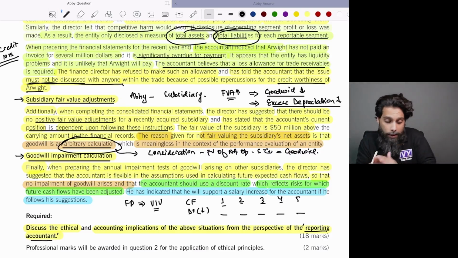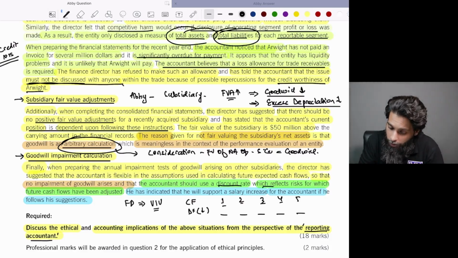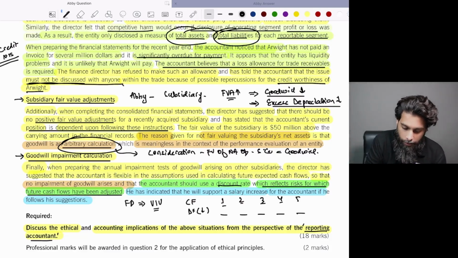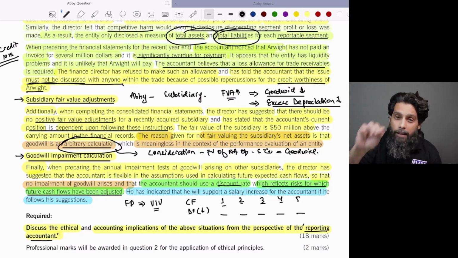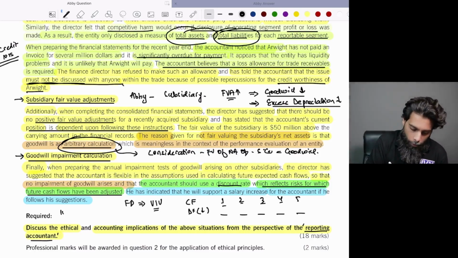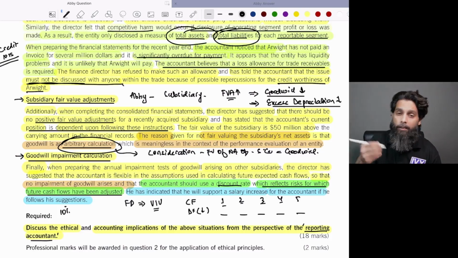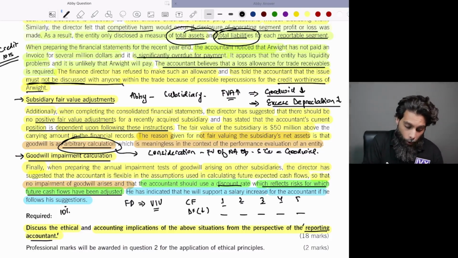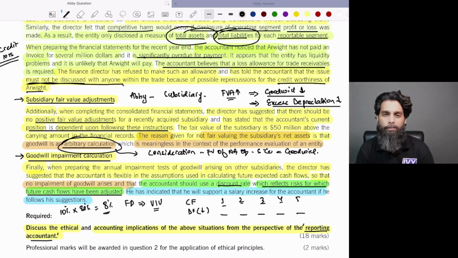He wants you to use a discount rate which reflects risk for which future cash flows have been adjusted. So he wants you to take a lower discount rate by adjusting for risk. So for example, if your normal discount rate is 10%, and if there are certain risks associated with the asset, he wants you to discount the discount rate. Let's say you take the probability of risk as 20% and take the discount rate as 8%.